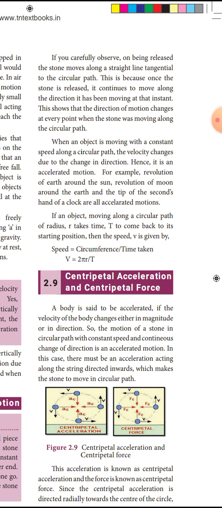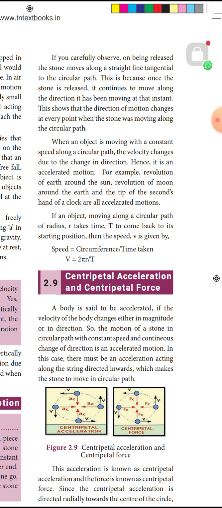Now, for example, what you want to do is take a stone and tie the stone with a thread and start to rotate it. Then it starts to move in a circular motion.